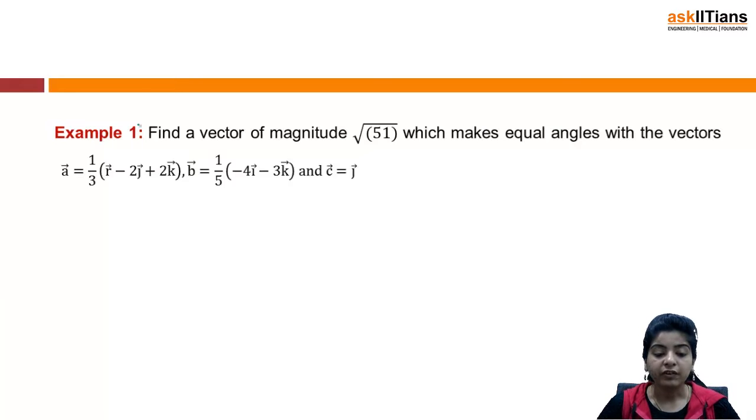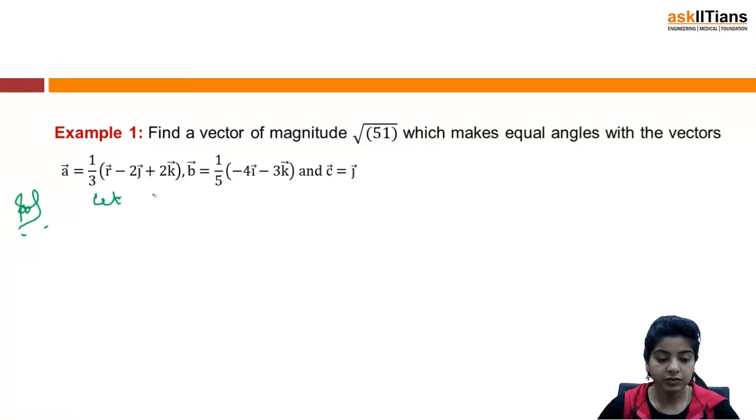Okay, the first question that we have is, find a vector of magnitude under root 51 which makes equal angles with the vectors. We are given 3 vectors and we are required to find out a vector of magnitude under root 51 which makes equal angles with these 3 vectors. How do you proceed?